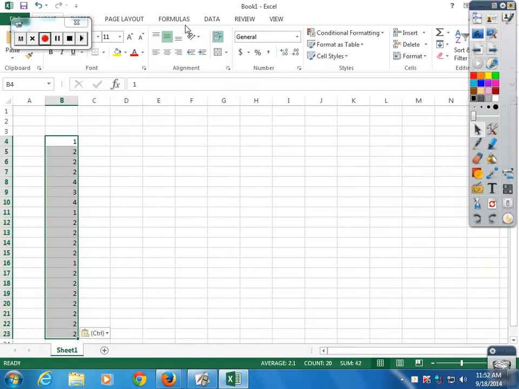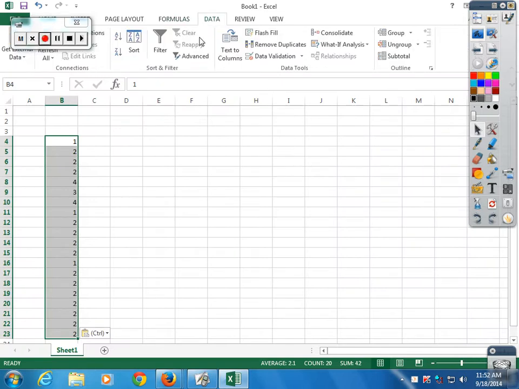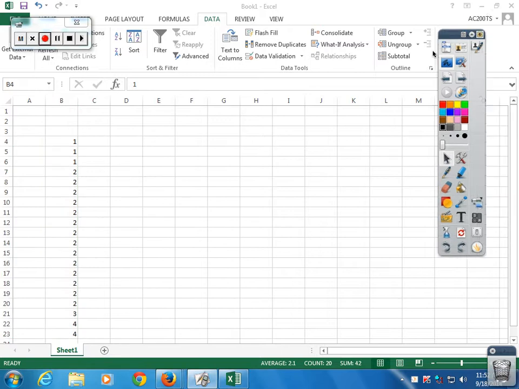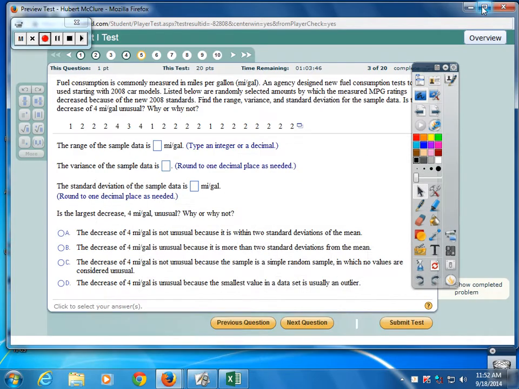Hey, can I get those numbers first? Yeah, I can't see because everybody's heads are in the way. All right, 1, 4, what's the range? 3. So the range is 3.